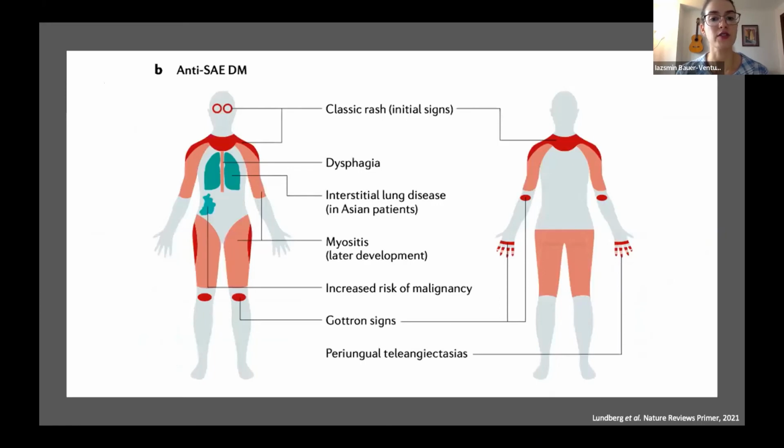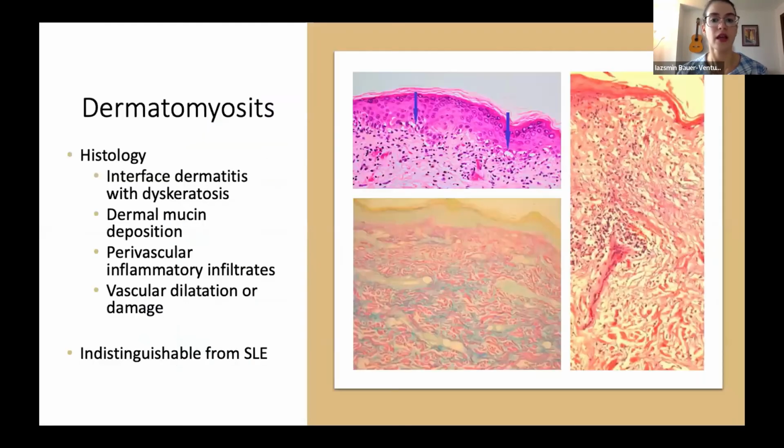Anti-SAE, these patients have cutaneous involvement. Usually the cutaneous involvement precedes the muscle involvement by a few years sometimes, and these patients usually have ILD, although it is less severe than, for example, the ones we see in MDA5, and they are at greater risk of cancer as well.